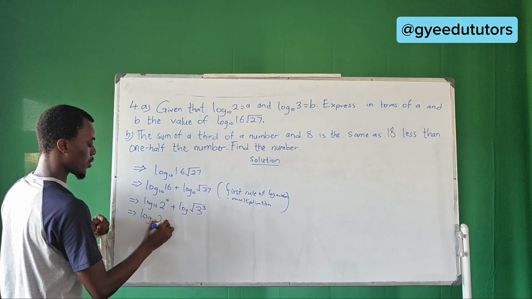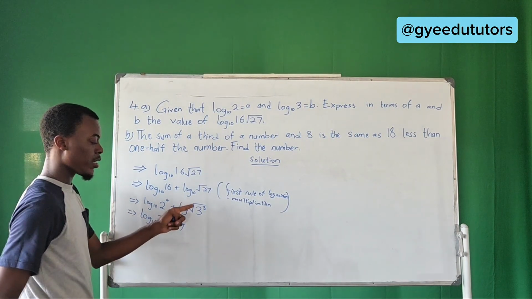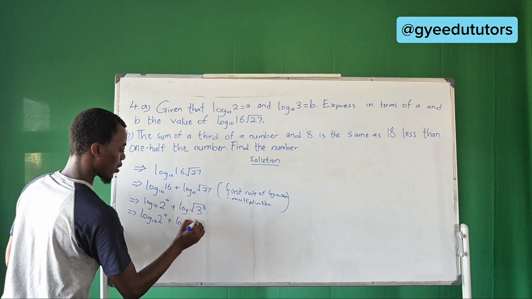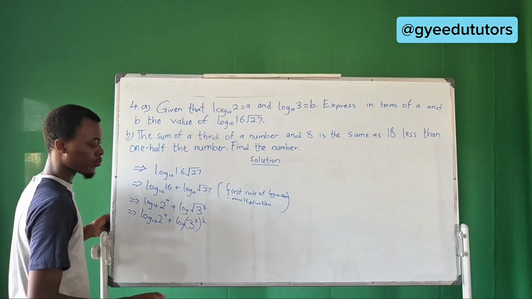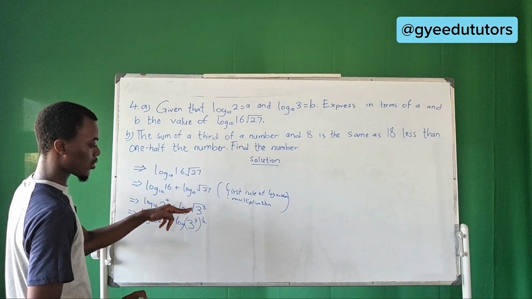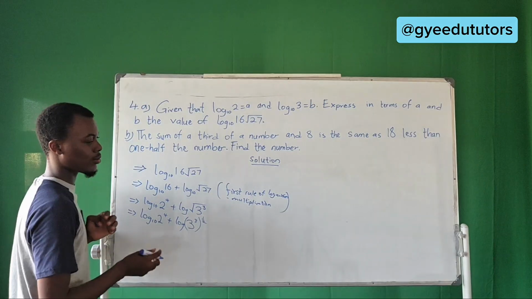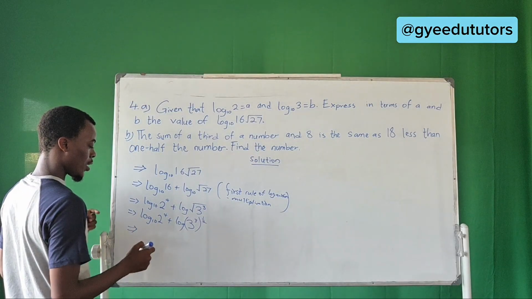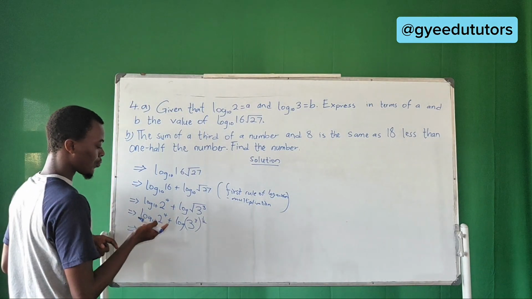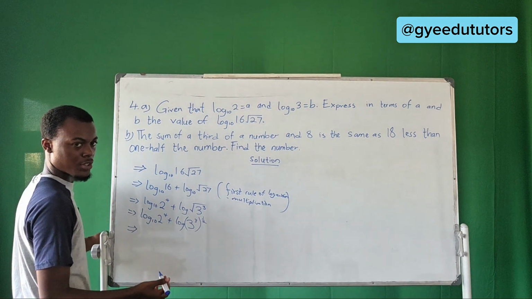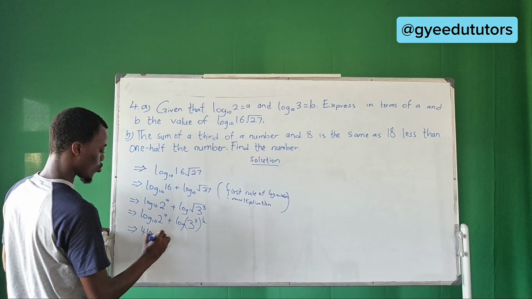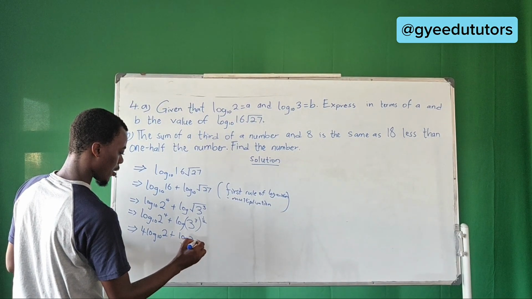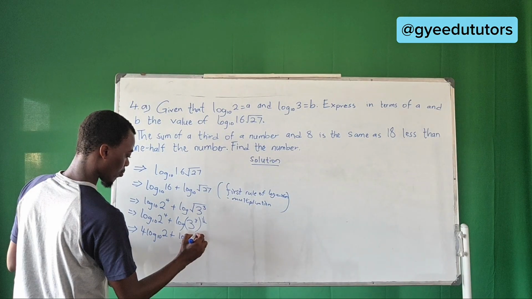This one is still the same as log 10, 2 exponent 4 plus... Since this is the law of indices, it can be the same as 3 exponent half, because root is the same as half. So now let's continue. From this side we have power to the power. Anytime you have power to the power, it goes to the other side, and we still get the same value. So now this is 4 log 10 2 plus log 3 over 2.